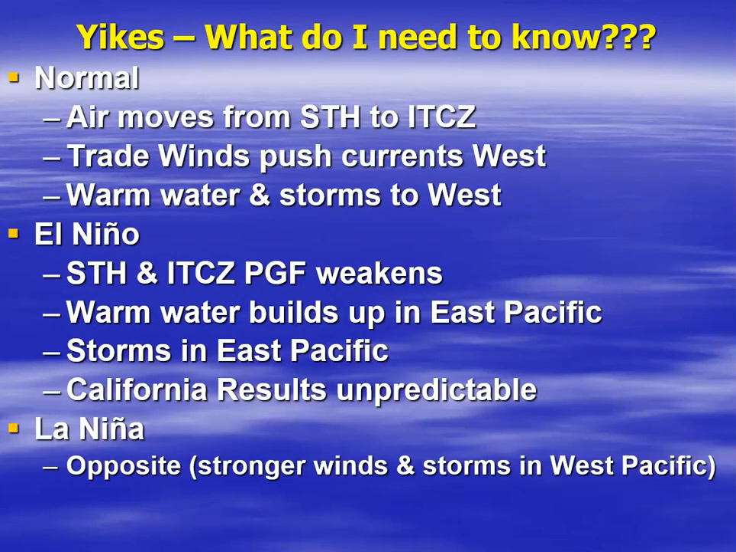So all of that for an El Nino: the normal condition is that the air moves from the subtropical high to the ITCZ. You already knew that. The trade winds push the ocean currents to the west, and so all the warm water and storms are in the western Pacific over Australia. But the trigger, what starts this whole thing, is that the pressure gradient varies every few years. If the pressure gradient weakens, the winds weaken, and instead of everything being pushed to the west, it stays in the east. And so we get storms in the East Pacific. So it's a reversal of the normal conditions.